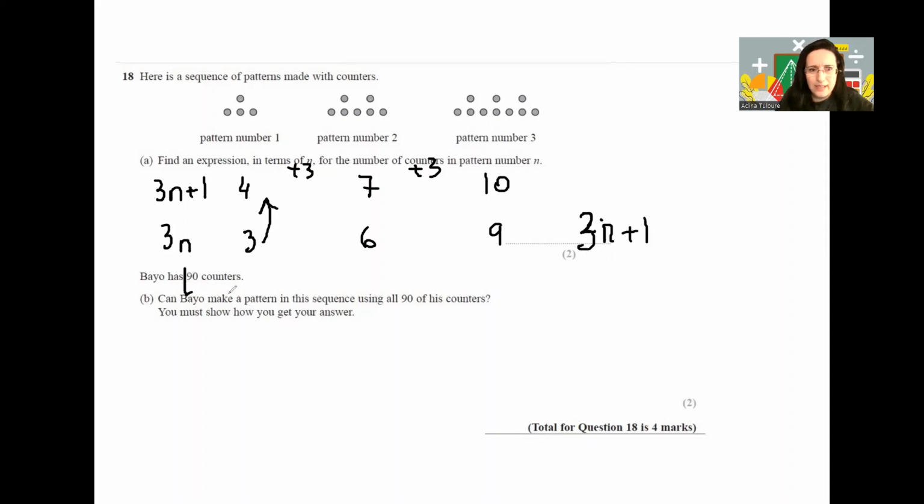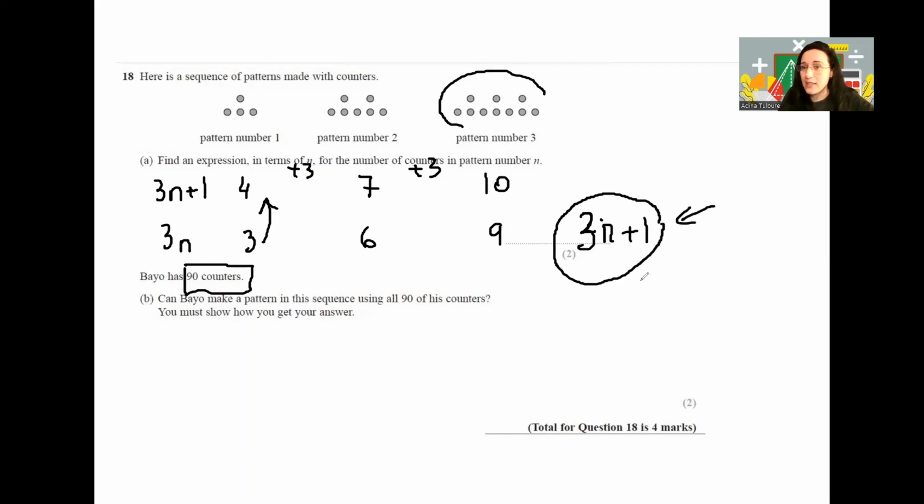Bayo has 90 counters. Okay, that's good. Can Bayo make a pattern in this sequence using all? I don't know, let's check. Can he have a pattern number whatever with 90? This means is 90 a term in this sequence? Does it fit in this sequence or not?